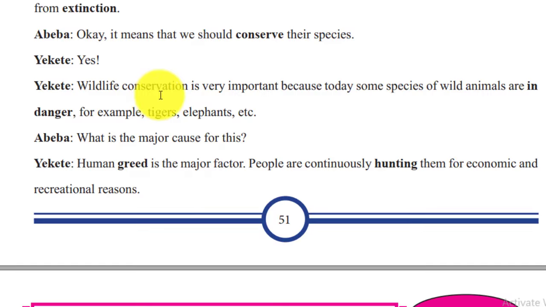Okay, Yekte says wildlife conservation is very important because today some species of wild animals are endangered. So she is stating the reason why we conserve. Why? Because they are endangered animals, for example tigers, elephants, etc. If they are in danger, endangered means they are at risk, in a situation in which something bad may happen. We reason this out and guess accordingly. What is the major cause for this?